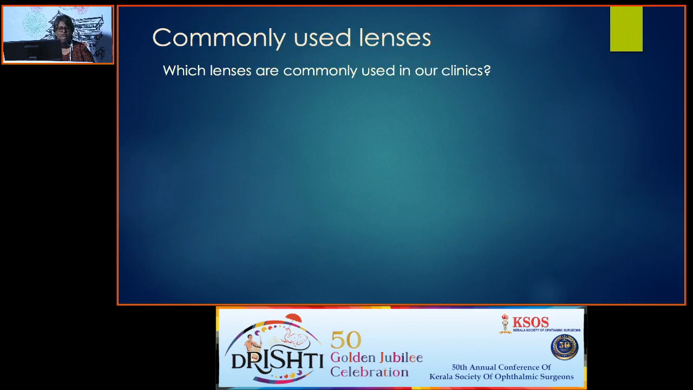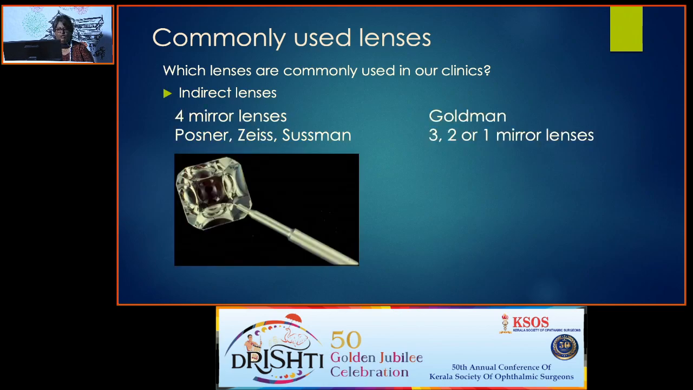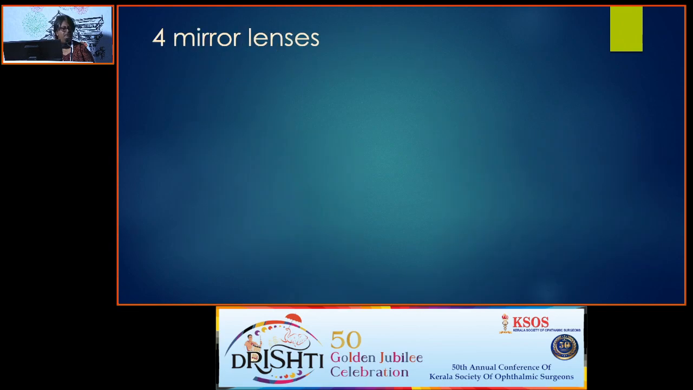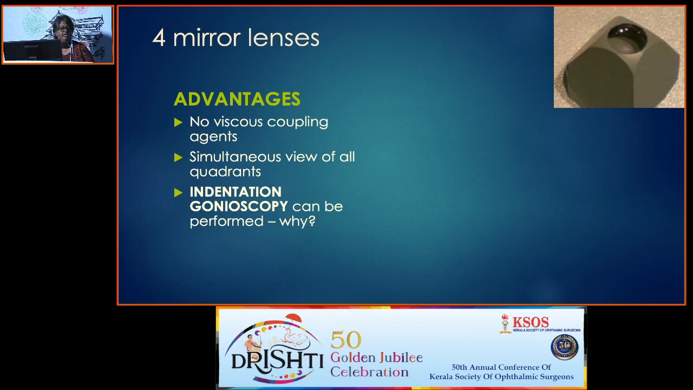What are the commonly used lenses? In a clinic, it will be an indirect lens, like a 4-mirror lens or a Goldmann 3 or 1 mirror lens. Which of them is ideal to be used? Ideally, it is a 4-mirror lens. The main advantage of using a 4-mirror lens is that it enables us to do what is called indentation gonioscopy.